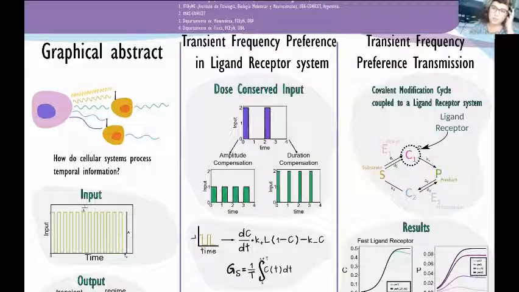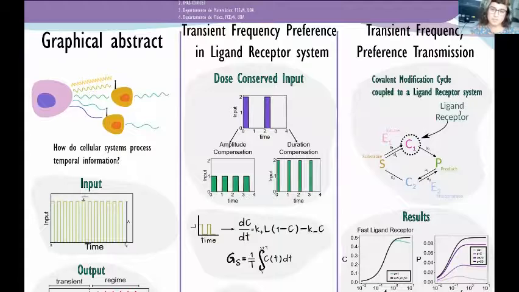Then we studied how this behavior can be transmitted downstream when a covalent modification cycle is coupled to a ligand receptor system. Here, the ligand receptor is a kinase for the covalent modification cycle, that is, the complex makes the substrate become a product.